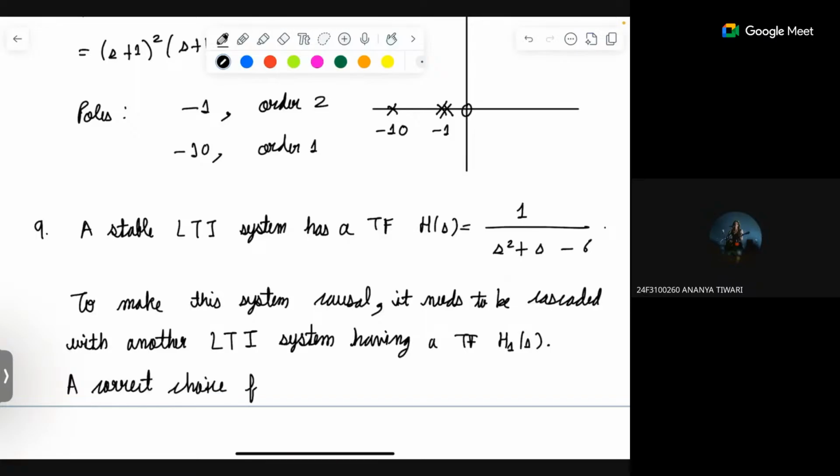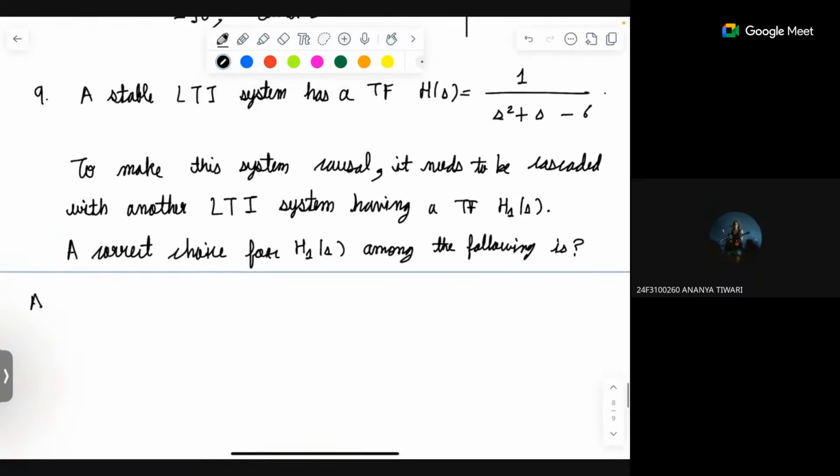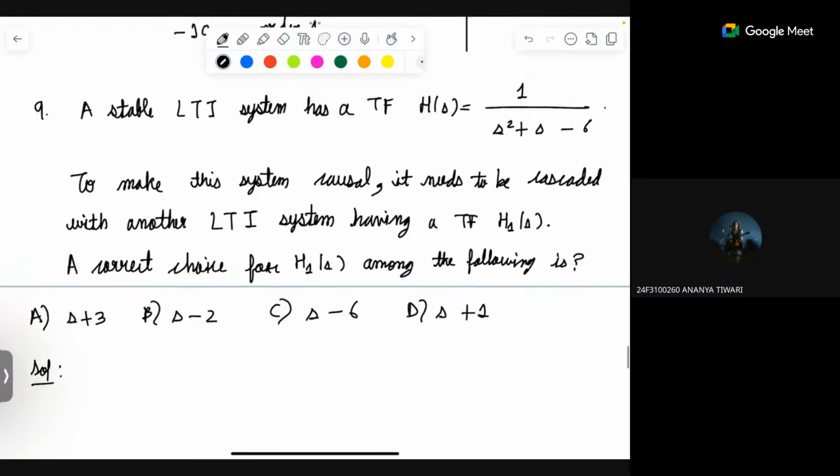A correct choice for h1 of s among the following is, there are 4 options. First option s plus 3, second option s minus 2, third option s minus 6, fourth option s plus 1. So is the question clear? Yes, ma'am.